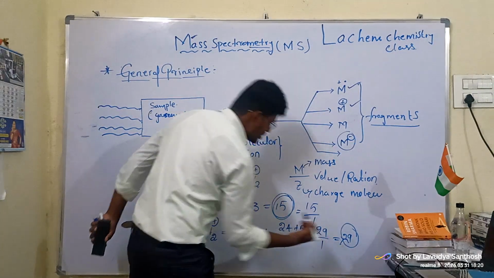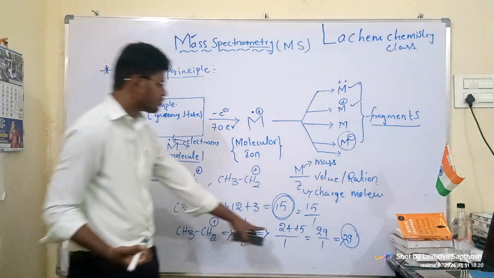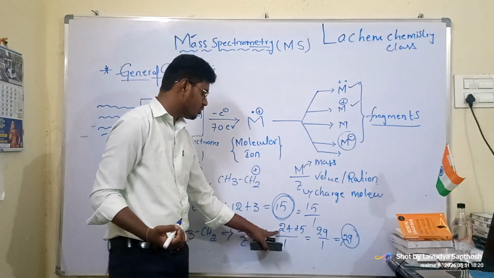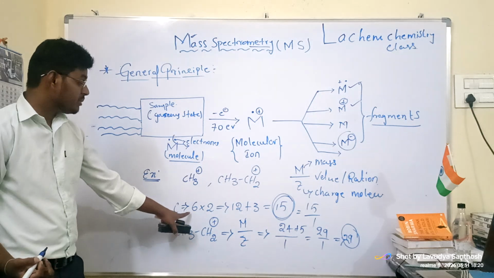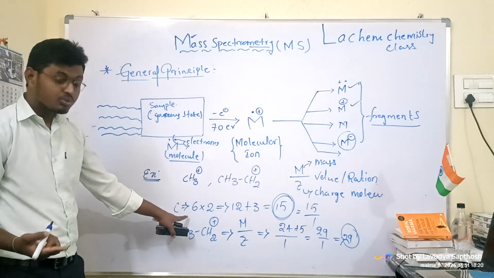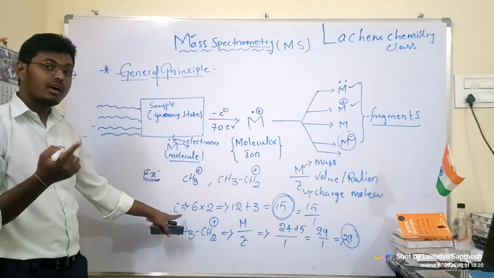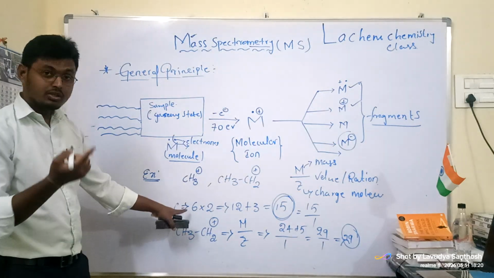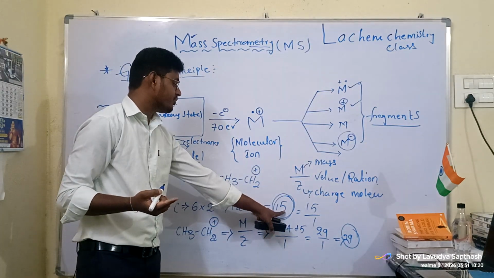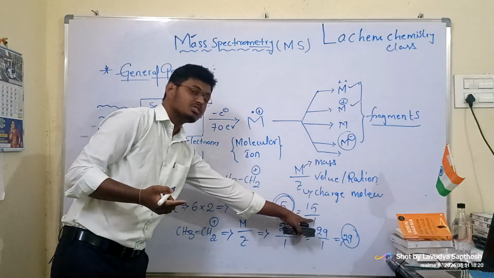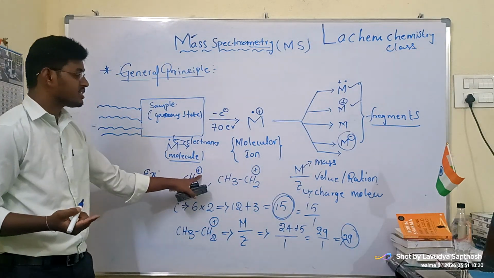I hope you understood why this 24 comes. Carbon belongs to the fourth group element and its atomic number is 6. To calculate mass we have to double it, nothing but into 2. 6 into 2 is 12, 12 plus 3 is nothing but 15, so 15 by 1. From where did this one charge come? Because of the 1 plus charge.